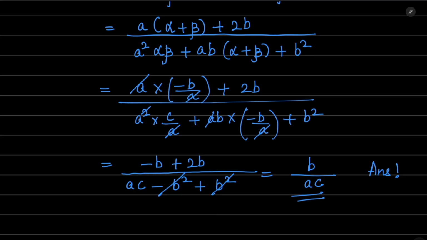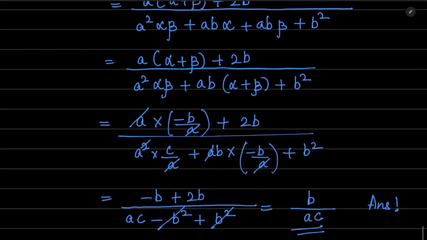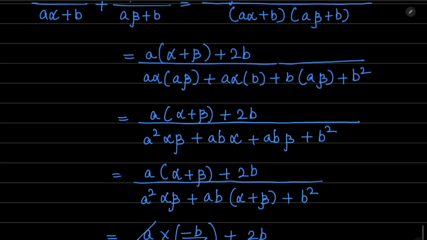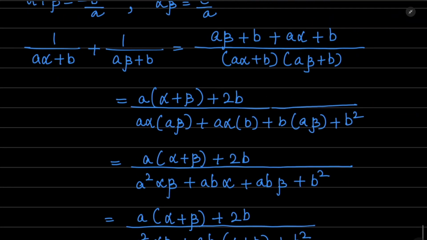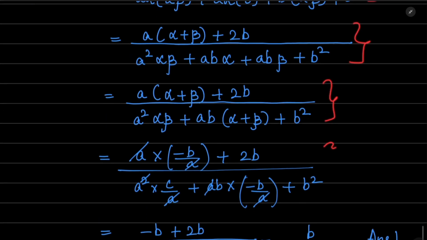So in order to get the final answer as b by ac, each step has to be correct. Do pause the video and do try it and then verify your answer here. Be very, very careful in multiple places. In the very first thing, when you're taking the LCM, this step has to be correct. And then when you're multiplying (a alpha plus b) multiplied by (a beta plus b), individually, each term multiplied by every other term of the second expression. Be very, very careful. Do correctly each step.